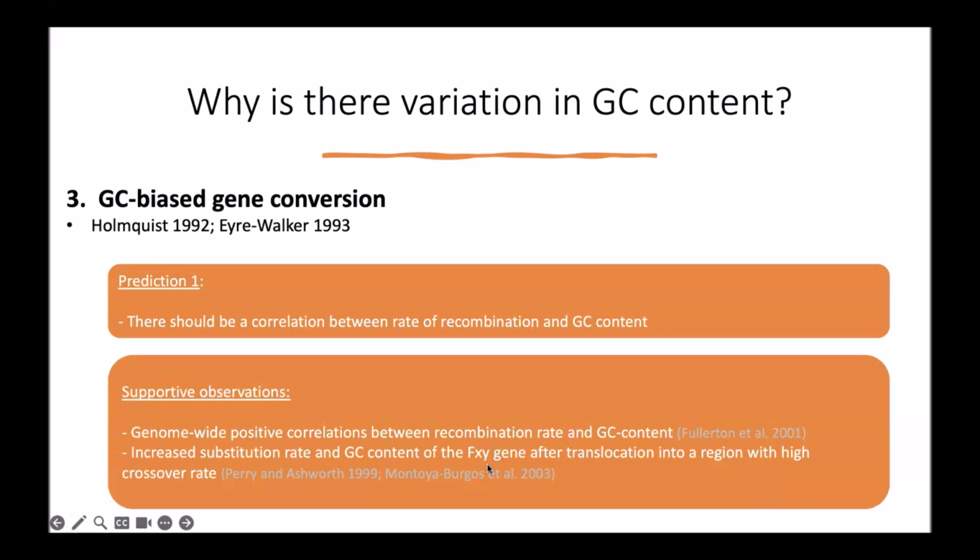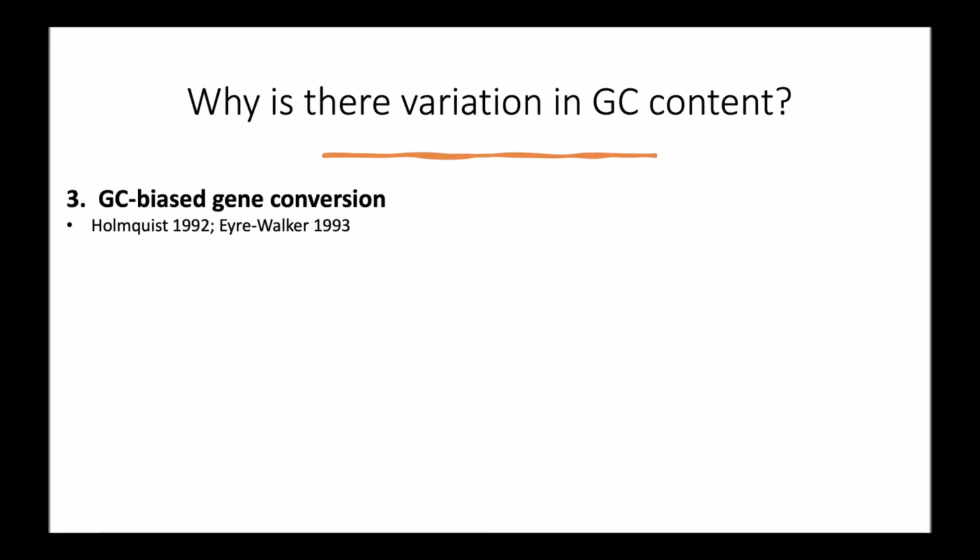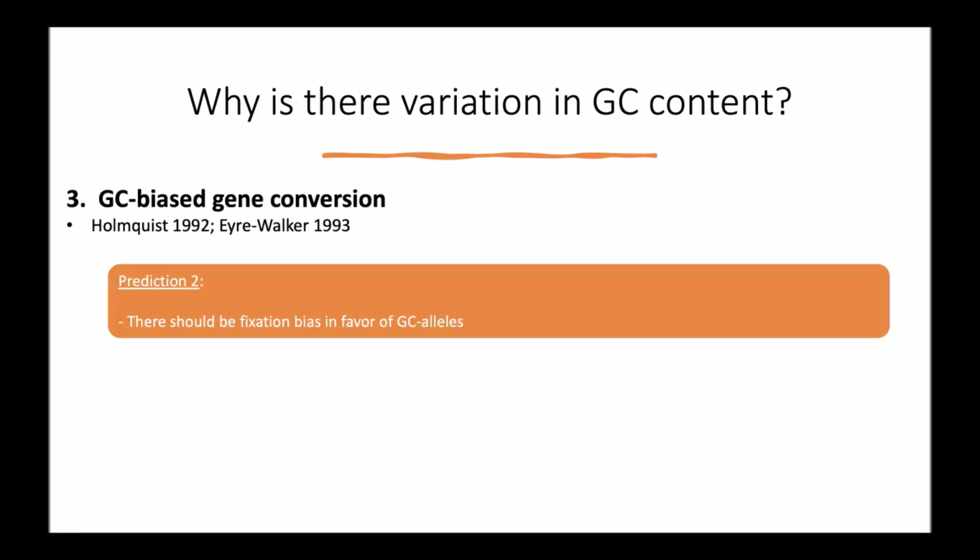And there was a specific example from the mouse genome. The Fxy gene was recently translocated to a highly recombining region. And this translocation has been followed by increasing GC content and increasing substitution rate. The second prediction of this model is that there should be a fixation bias in favor of the GC allele, since, as I said, this is a directional force.